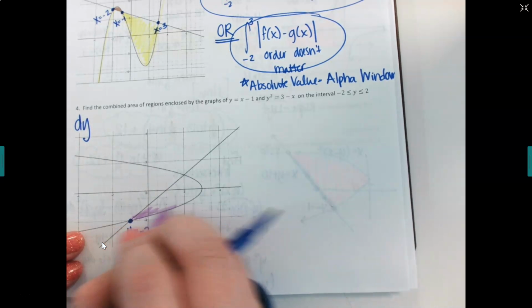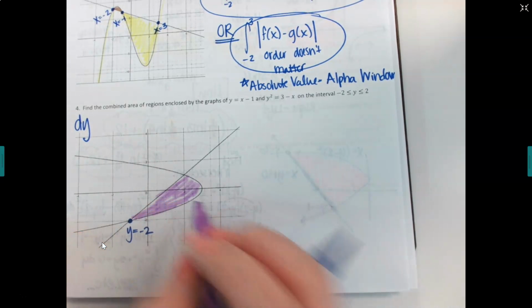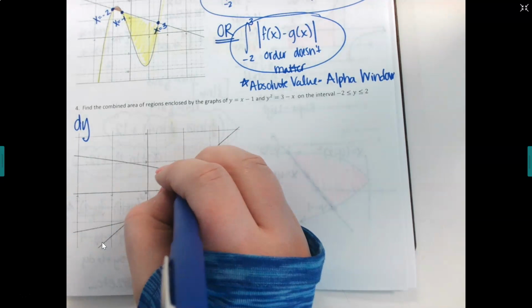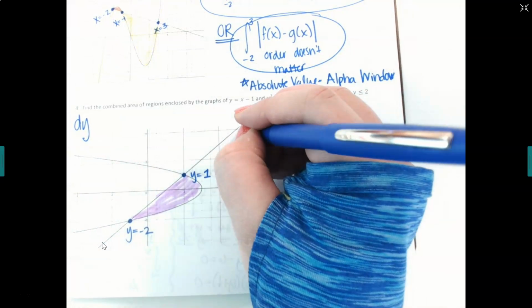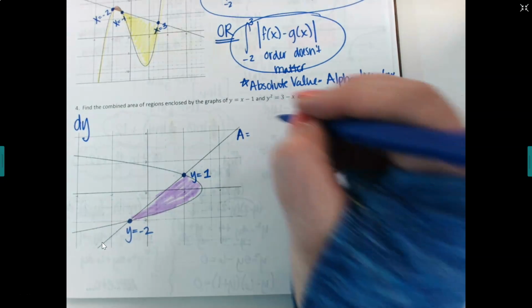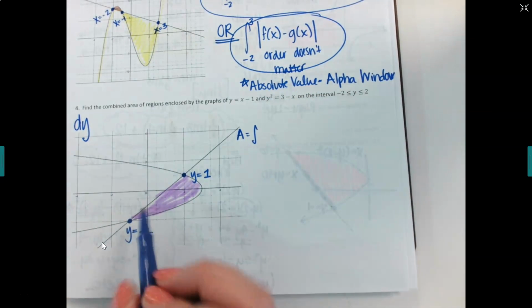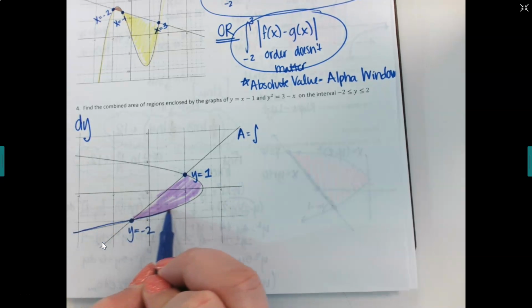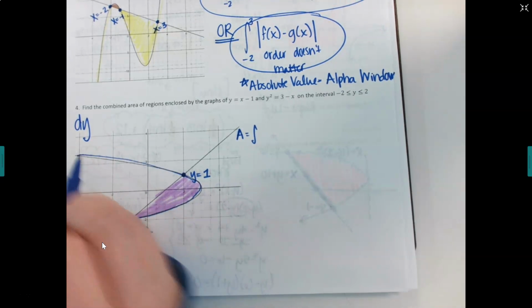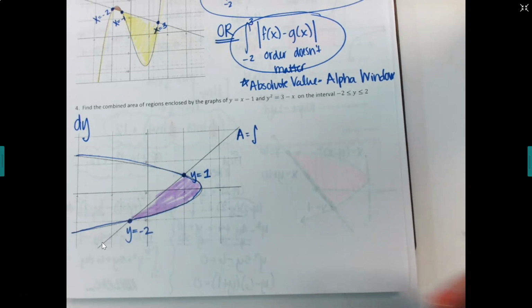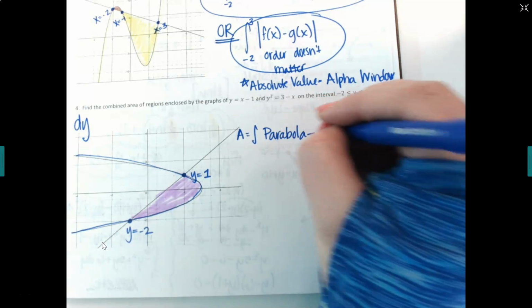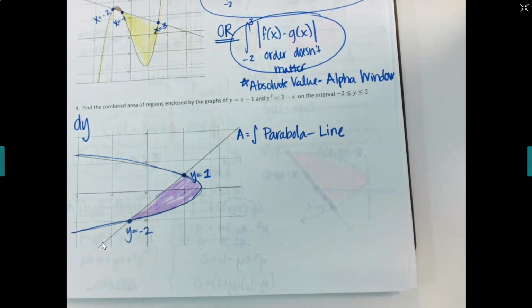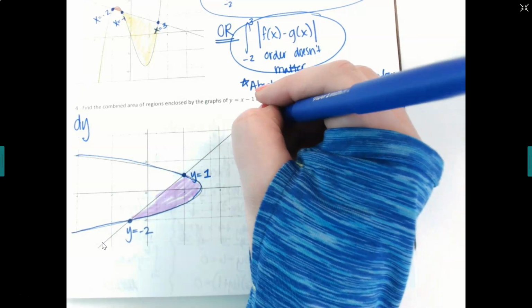Then I'm going to shade all this area in here until what y value? Positive 1. And then which function is going to be on the right side when I set up my integral? It'd be this one. What equation is that? I'm going to do this, parabola minus line. And then we'd go from negative 2 until 1.